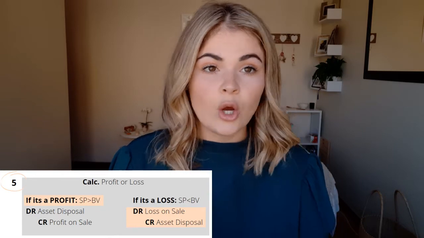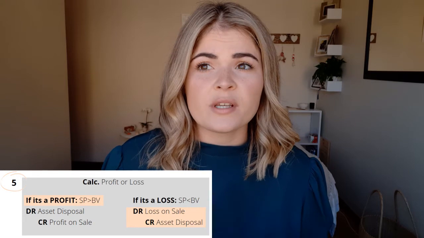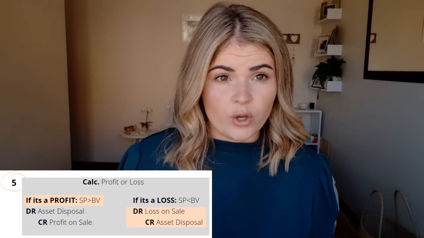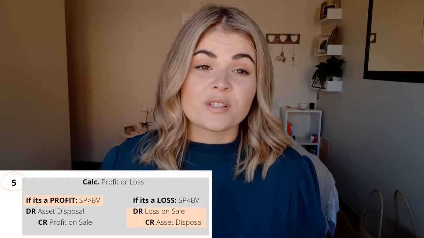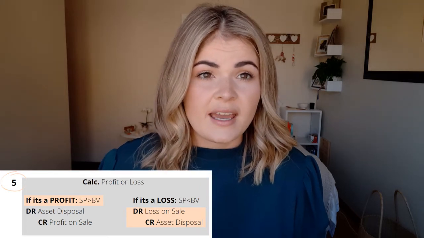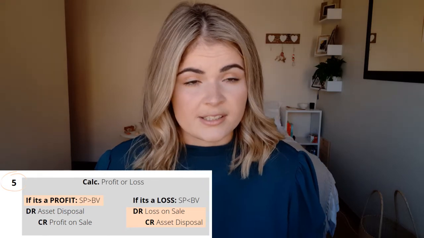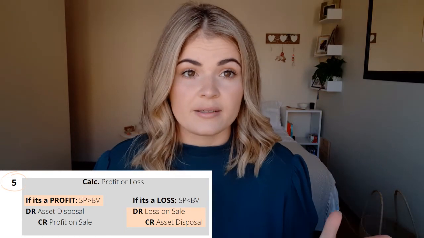Step number 5, this is maybe a little bit more technical: calculating whether we've made a profit on this sale or a loss on this sale. If it's a profit, it means what we sold it for is more than what the asset's worth. What the asset is worth is the book value, and what we sold it for was more than the book value. If this is the case, then we debit our asset disposal and we credit our profit on sale. Remember, profits and incomes increase on the credit side.